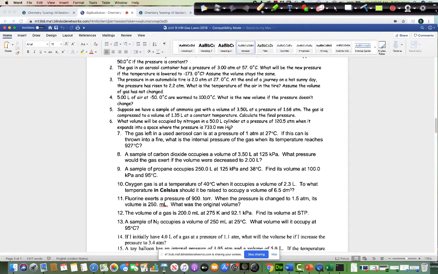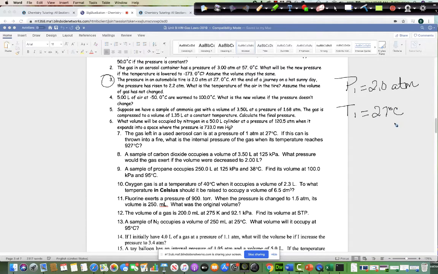So I'm going to move this over here. Okay, so we're looking at number 3 here. The pressure in an automobile tire is 2 atmospheres. I know that this is a pressure because it's an atmosphere. Remember, pressure is going to be measured in atmospheres, millimeters of mercury, torr, psi, any of those things. This is also the initial pressure. This is the first one, so pull out all your variables. This is 2 atmospheres. At 27 degrees Celsius, this is my initial temperature.